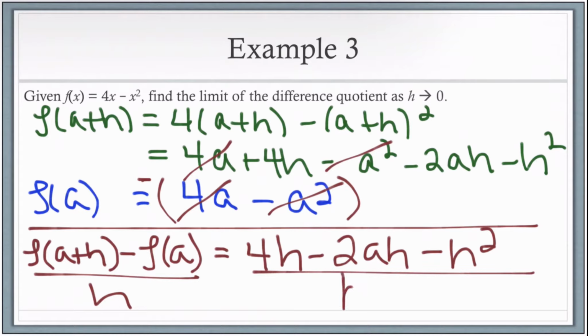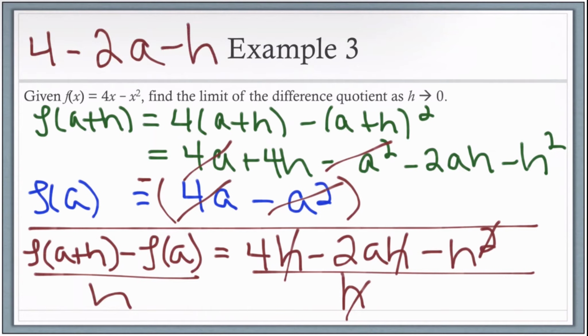divide by h to find the difference quotient. When I divide by h, remember we're just reducing every term by 1 power of h. So the h here cancels, the h here cancels, and this lowers down by a power of 1. It's the same as if I factored an h and then canceled out the common h's in the top and the bottom. The same idea here. So my difference quotient here is 4 minus 2a minus h.